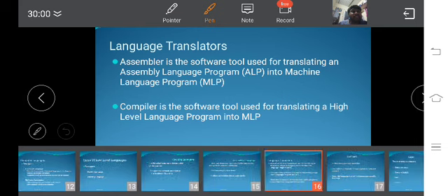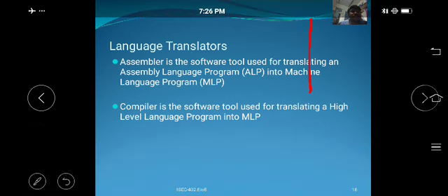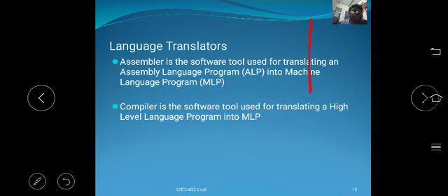Language translator. The assembler is a software tool used for translating an assembly language program into a machine language program. If you write the program in assembly language, the machine does not understand what you are writing. Then you have to use an assembler, a software tool that translates the assembly language program into machine level language programming.